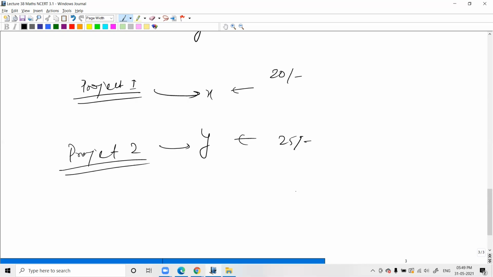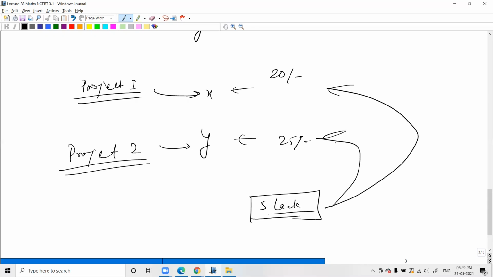And they have a fixed number of... the total budget is fixed, let's say, like 5 lakh rupees. The owner of the company has only 5 lakh rupees and he wants to invest this money into these two projects. So now he needs to decide how many people to hire for the first project and how many people to hire for the second project.